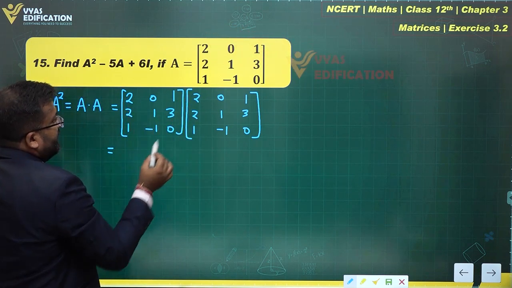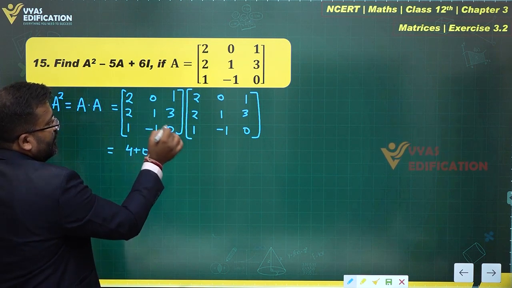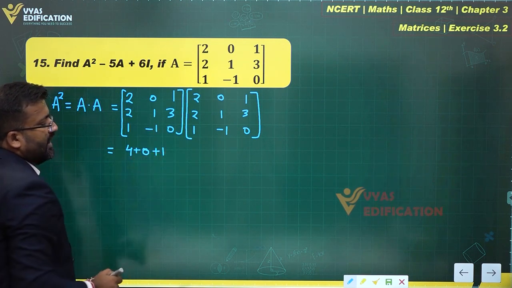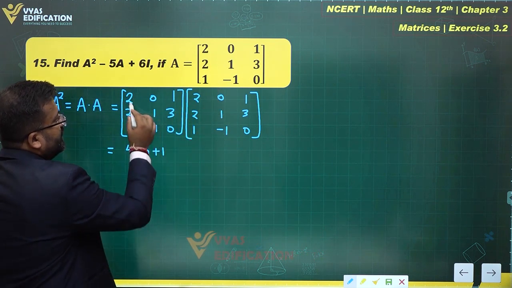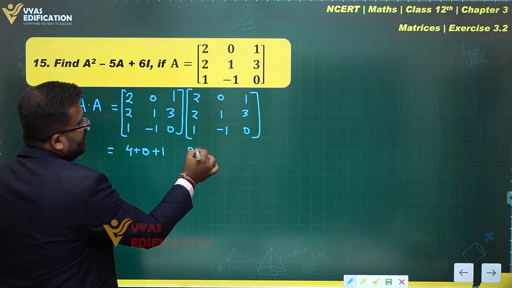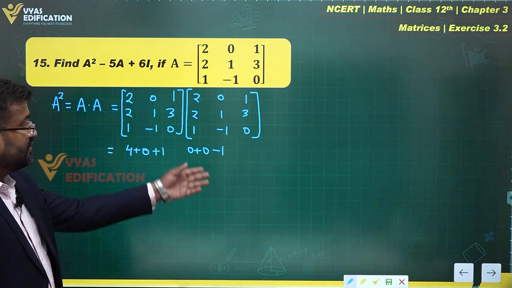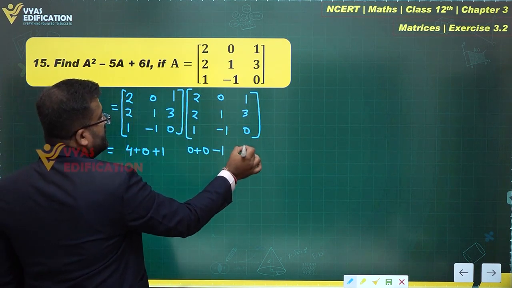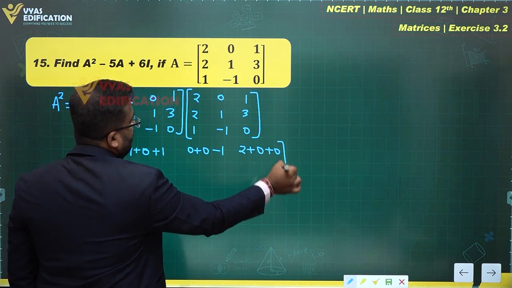The first row gets multiplied with the first column. 2 times 2 is 4, 0 times 2 is 0, 1 times 1 is 1. That's what you have. What next? This element is first row and second column. 2 times 0 is 0, 0 times 1 is 0, 1 times 1 is minus 1. First row, third column: 2 times 1 is 2, 0 times 3 is 0, 1 times 0 is 0.